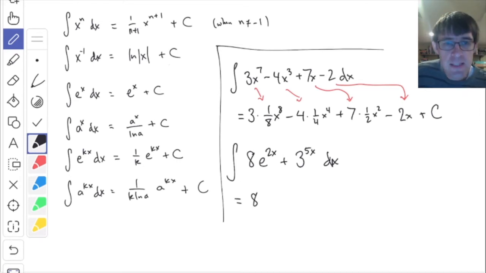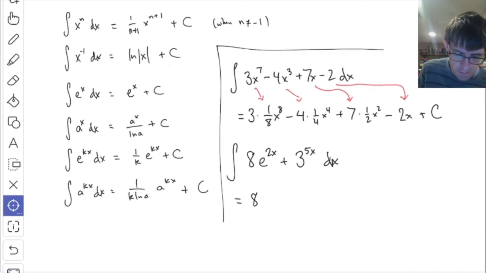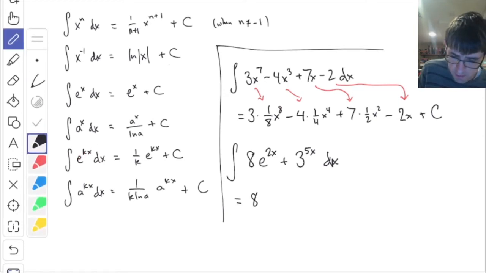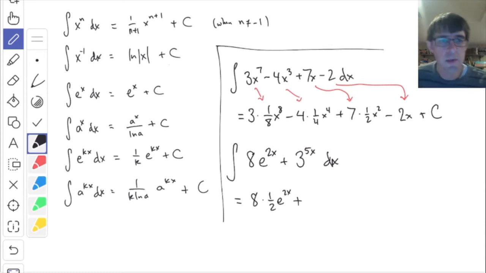First of all, the 8 coefficient doesn't really matter. I just leave it as a coefficient in my answer. And then what do I do with e to the 2x? Look at these formulas here, and it fits into this one, e to the kx, where k is 2. So what I get for the answer is 1 over 2 e to the 2x. And then I go plus 3 to the 5x.